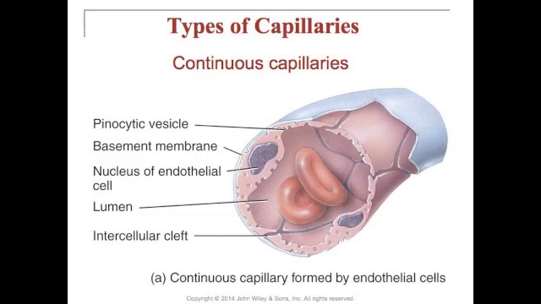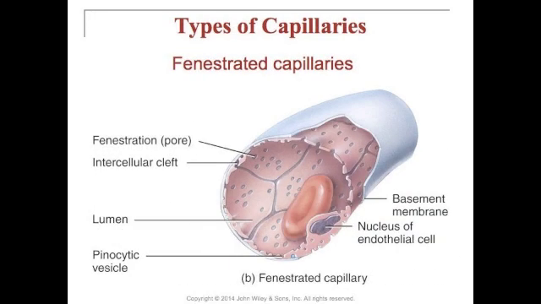Most capillaries are continuous capillaries, in which the plasma membrane of the endothelial cells forms a continuous tube that is interrupted only by intercellular clefts, gaps between neighboring endothelial cells. Continuous capillaries are found in the central nervous system, lungs, muscle tissue, and the skin. Moving on to the next slide.